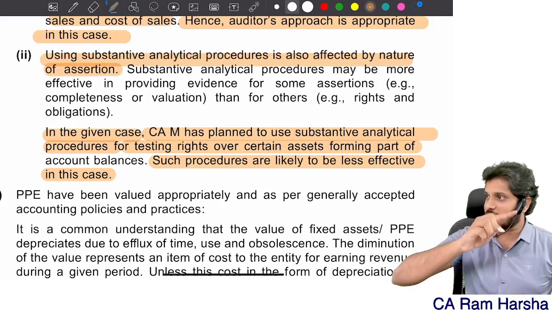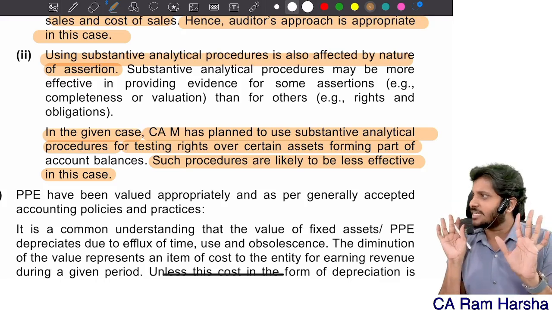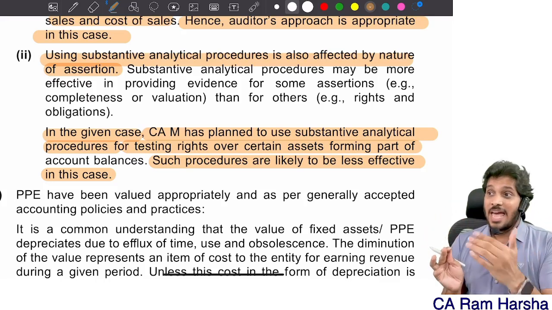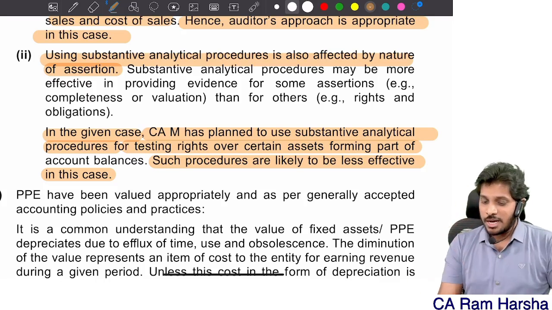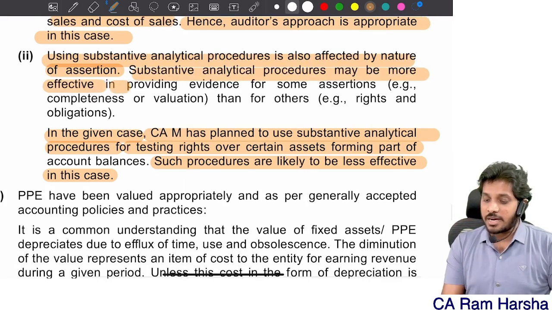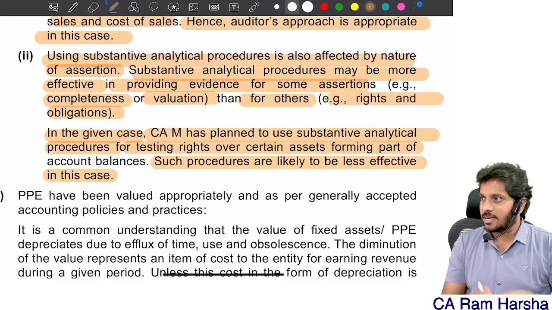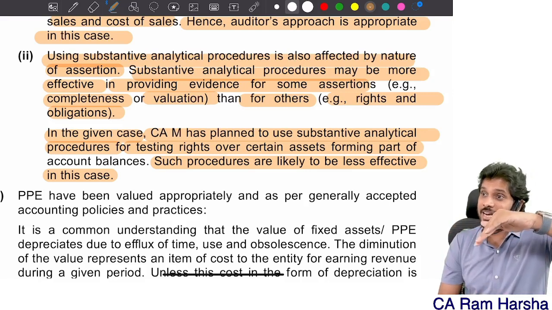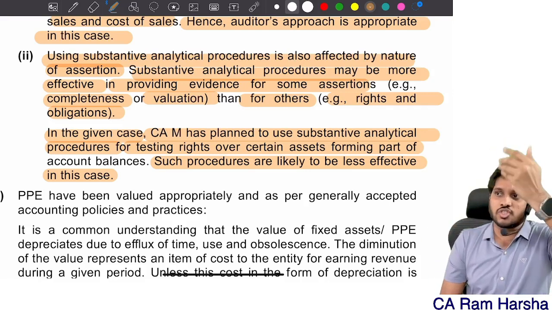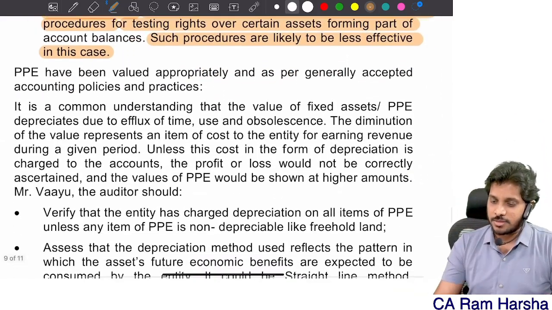What assertion are you testing? If you are testing valuation, completeness, maybe to some extent analytical is helpful, but ownership, existence, how come you know existence? Only if you physically go and see. Yes or no? Substantive analytical may be more effective in providing evidence for some assertions like completeness and valuation than for others, that is rights and obligations. In the given case, he wants to test the rights and obligations assertion through analytical, which is not possible. It is less effective. Correct? Very good question. This is next.